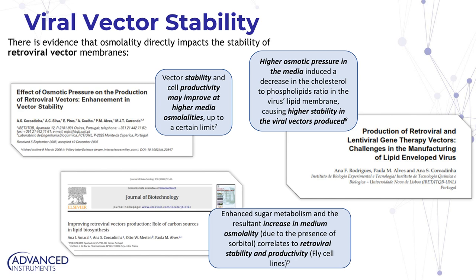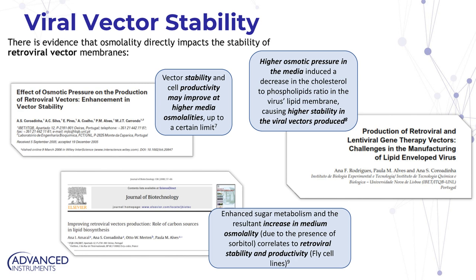So the first piece I'd like to draw your attention to is on the right-hand side of the slide. They found that higher media osmolality, higher osmotic pressure in the media, actually induced a lower ratio of cholesterol to phospholipids within the lipid membrane. And that was associated with higher stability in the viral vectors that were eventually produced. So that's one side of it, looking at that lipid ratio and the makeup and final composition of the membrane.